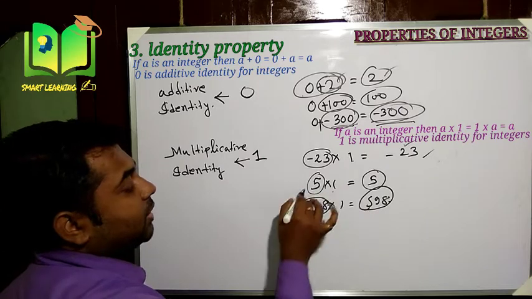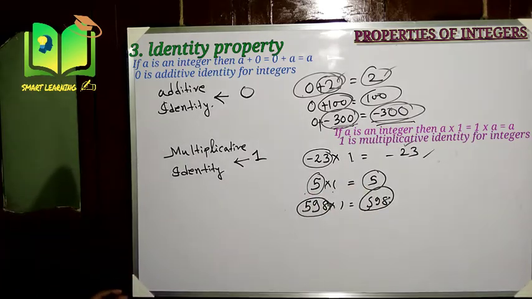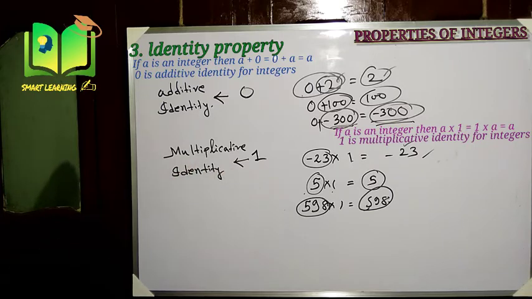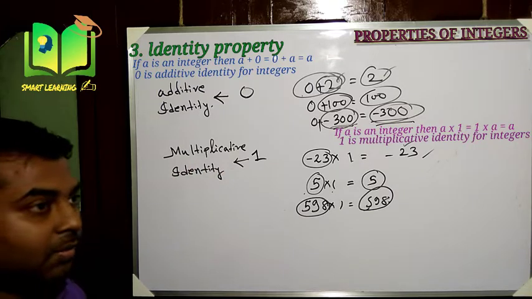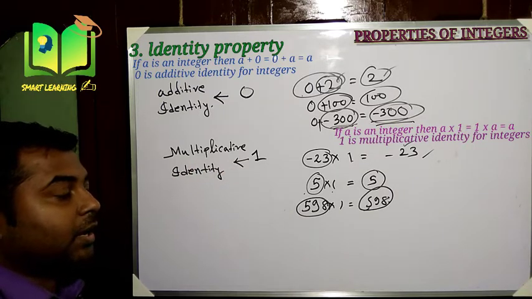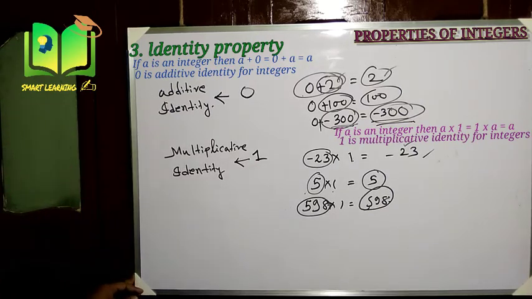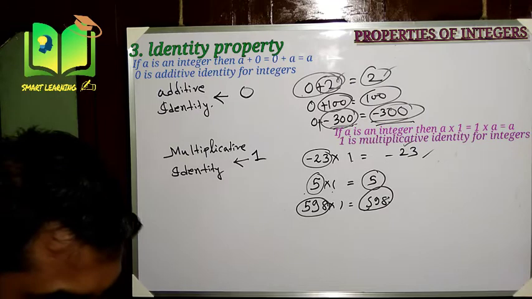So ultimately, whatever the number you multiply by 1, you get the same thing. That's why 1 is known as the multiplicative identity, because you are multiplying 1 with any number and you get the same number. That's why 1 is known as the multiplicative identity. Okay.